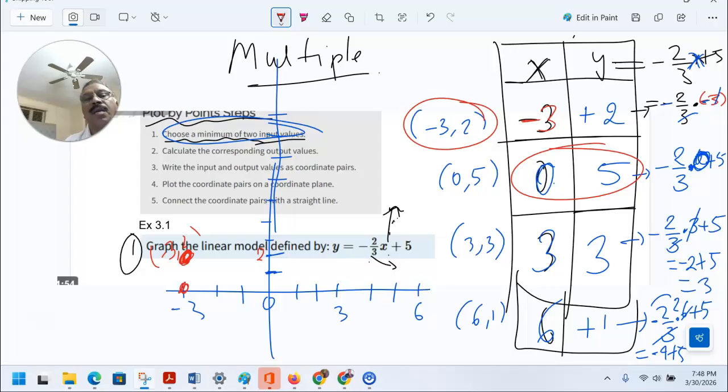Next one is 0 and 5. So 0 and 1, 2, 3, 4, 5. This is the y-intercept actually. And 3 and 3. So 3 and 3, when it is 3.